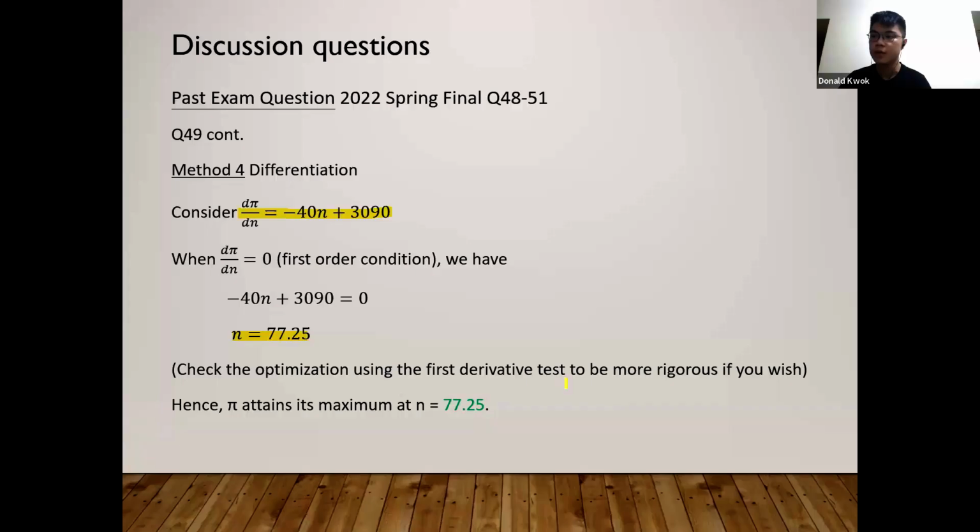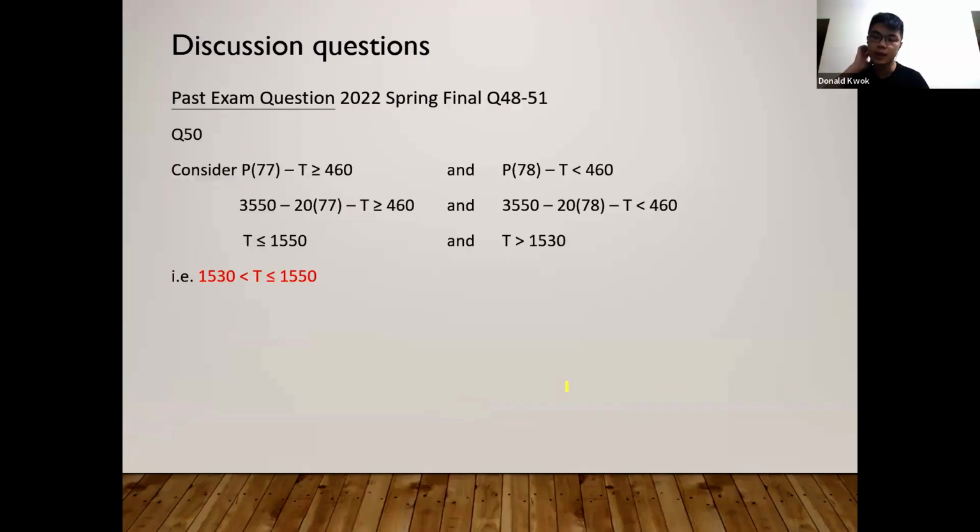Okay, and for question 50, if the government wants to impose a per unit tax T to induce the market to the socially optimal number of trees, then what will be the range of values of T? Because the optimal number of trees to be cut down is 77, we want the price per tree net of the tax to still be greater than or equal to the income from village work, 460, when n equals 77. However, the optimal n is 77, not 78, right? So we want the price per tree at n equals 78 net of the tax to be smaller than the income from village work, 460. So we have two inequalities here.